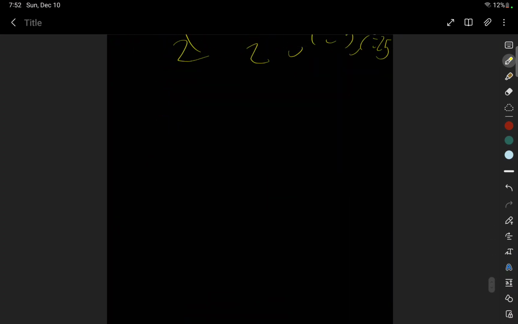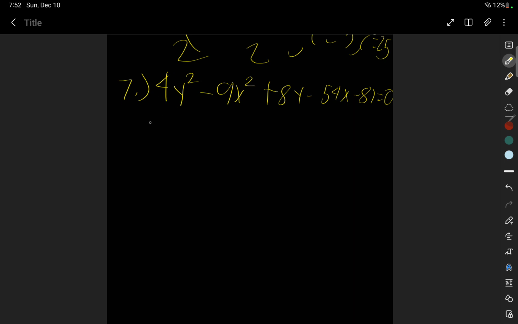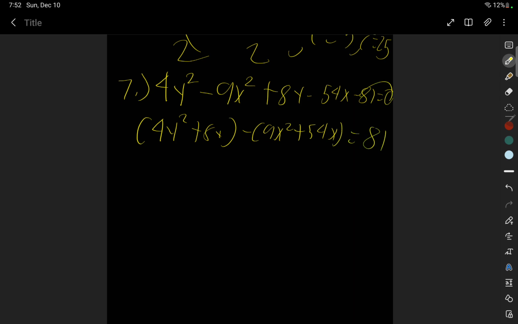Okay, for number 7, let's have this last problem for general equation. For example, you have 4y squared minus 9x squared plus 8y minus 54x minus 81 equal to 0. The first thing to do is regroup first. Nauna si y squared, di ba, nauna si y coordinate. So, we have 4y squared plus 8y minus 9x squared. Tapos ito, change the sign rule, may positive 54x equal to, transpose, positive, negative becomes positive.